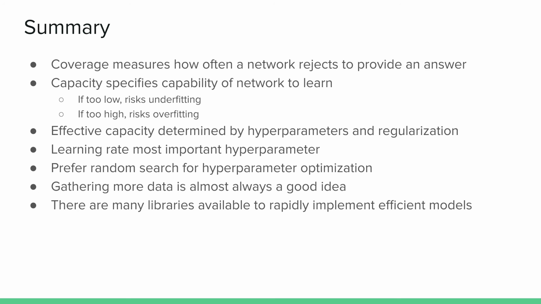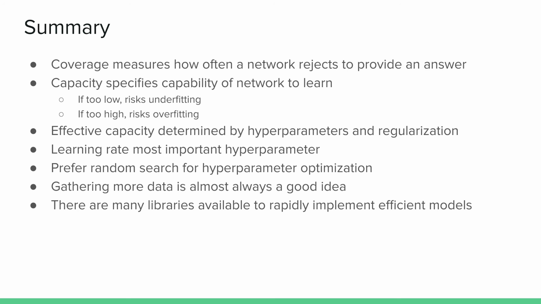If the capacity is too low, we would risk underfitting, of not being able to learn the underlying function. If it's too high, we risk overfitting, learning too sharp curves of our function and then not being able to generalize well to previously unseen data. The effective capacity of our neural network is determined by our hyperparameters. We can tune these hyperparameters, and if the capacity is too high, we can reduce it by adding regularization. The learning rate is the most important hyperparameter.